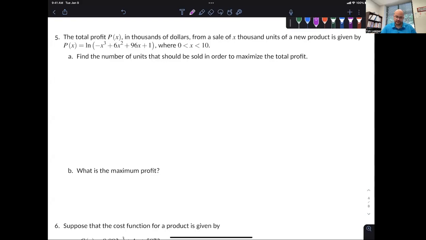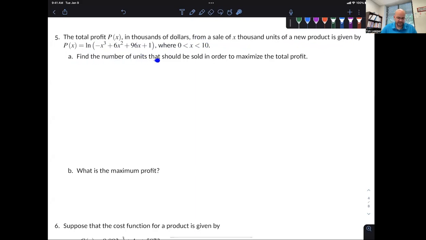Hello. In this video, we want to look at example 5 for exam 3 review. The total profit P of X in thousands of dollars from a sale of X thousand units of a new product is given by P of X is equal to natural log of negative X cubed plus 6X squared plus 96X plus 1, where 0 is less than X is less than 10. Now notice that the domain is already given to us. We love it when that happens.